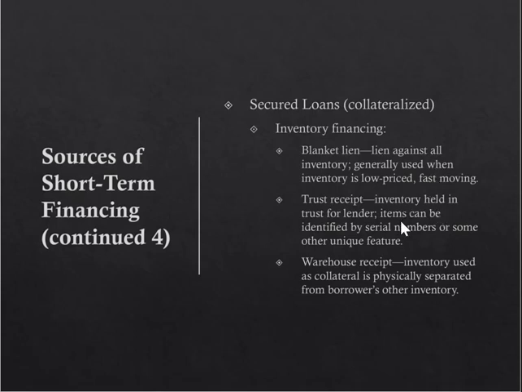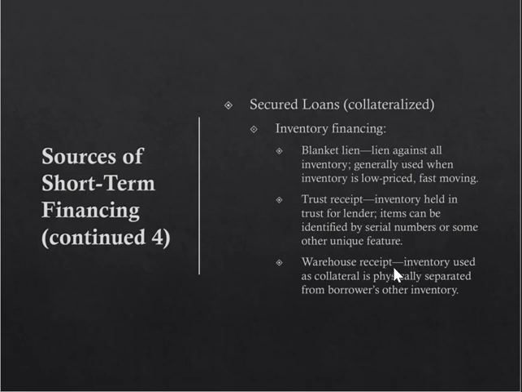You've also got a trust receipt. A trust receipt is oftentimes utilized when you've got specific identification numbers, so inventory serial numbers, whether that's automobiles or computers or other high-ticket items. You're essentially borrowing against that specific piece of inventory, and as that inventory is sold, the amount is repaid to the lender, and the lender releases the inventory.